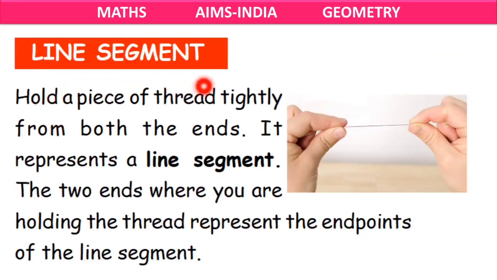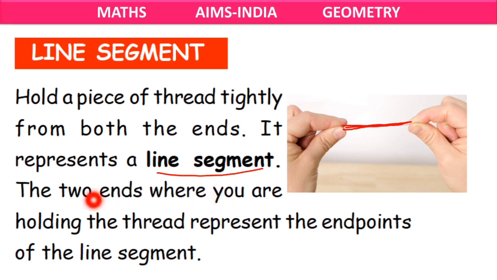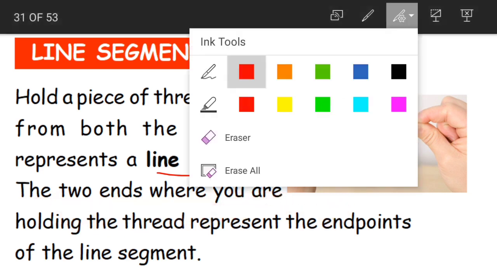Next topic is line segment. What is a line segment? Hold a piece of thread tightly from both the ends. As you can see in the picture here, hold the piece of thread tightly like this. Now it represents a line segment. Now are you seeing this part, children, between your two fingers? So this part of the thread represents a line segment. The two ends where you are holding the thread represent the end points of the line segment.